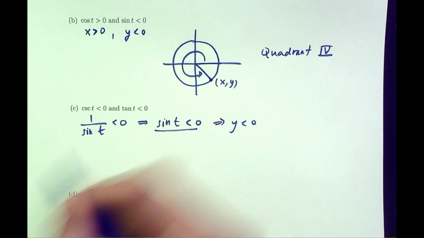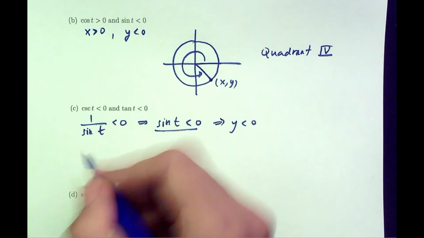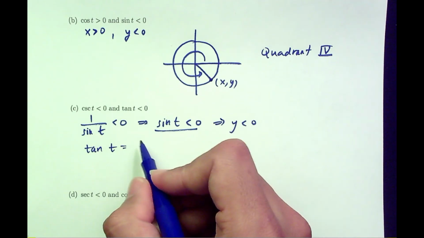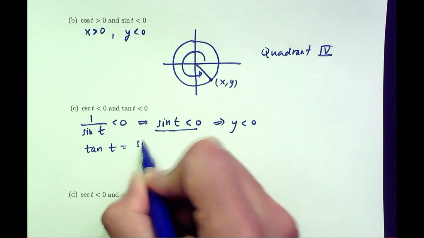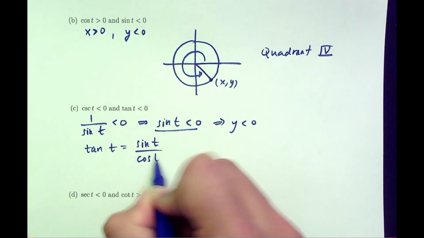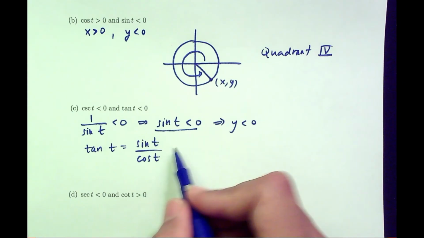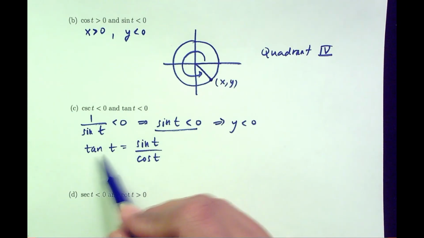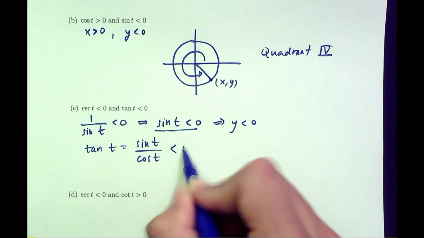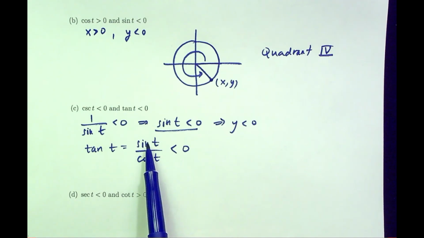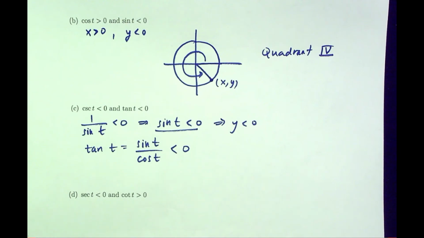All right. And now let's use the other piece of information, the tangent. The tangent is negative. Well, what is the tangent? The tangent is sine over cosine. Now, I know that the sine is negative, and I know that the whole fraction, which is tangent of t, is negative, and I know that the top is negative. So if the top is negative and the whole fraction is negative, what does that say about the bottom? Can the bottom be negative as well, if the top is negative?